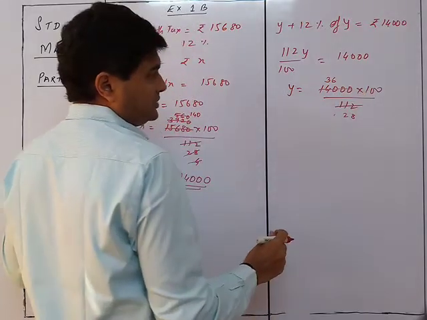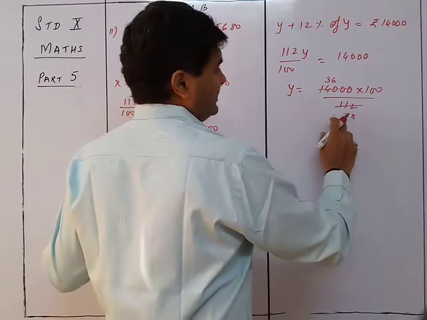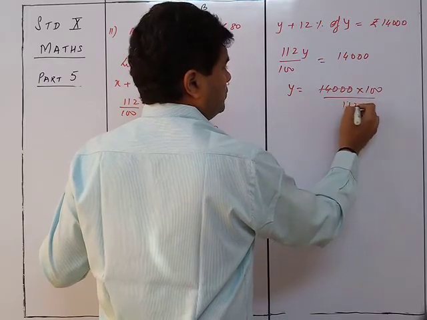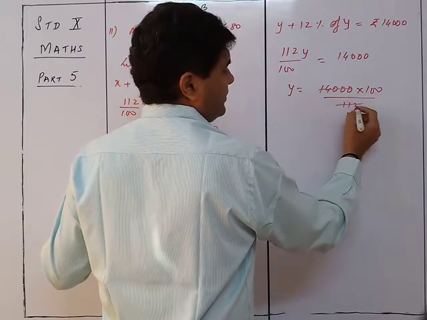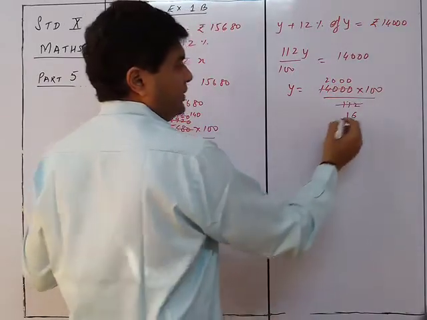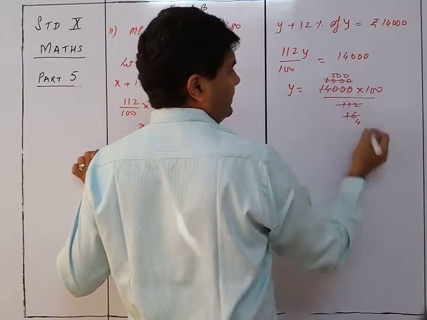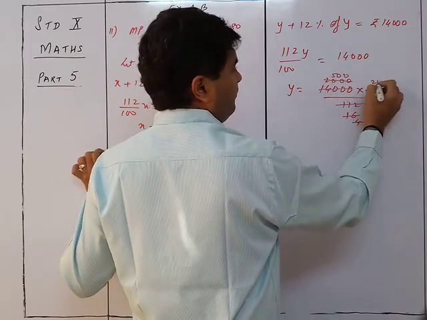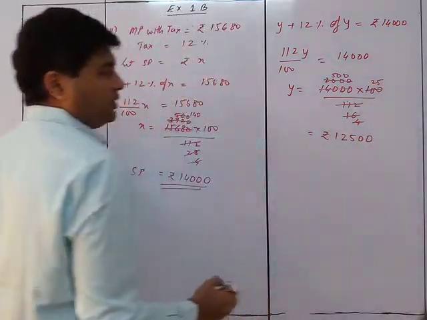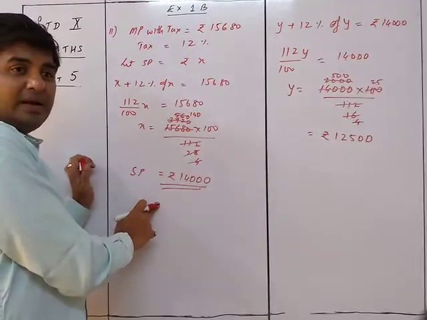Okay, this is not working out that way, so 14 should go by 7 also. So I think we can take it that way. 112, 7 1s are 7, and 7 16s are 112. So this is 2,000. Then 4 4s are 16 and 4 500, and then this 4 can go here with 25. So accordingly it will be rupees 12,500. So he has to sell the product at 12,500 plus tax to get the material at 14,000.